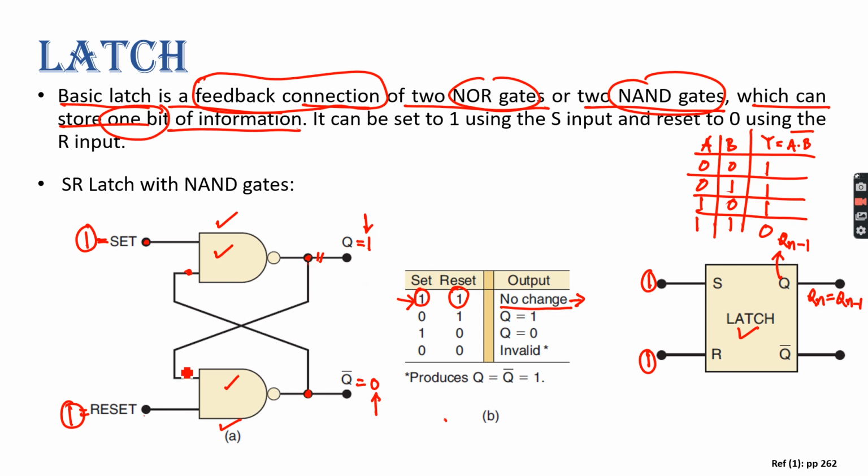So this 1 will come here and this 0 will come here. So 1 and 0 gives you 1, right? And 1 and 1 gives you 0. So again this 0 will go there and this 1 will come here. So 1 and 1 again gives you 0 and 0 and 1 gives you 1 here.